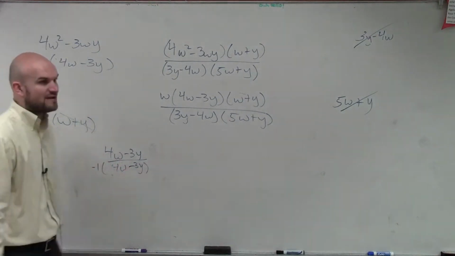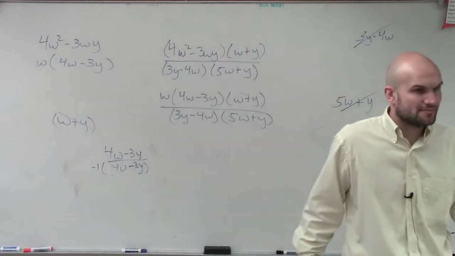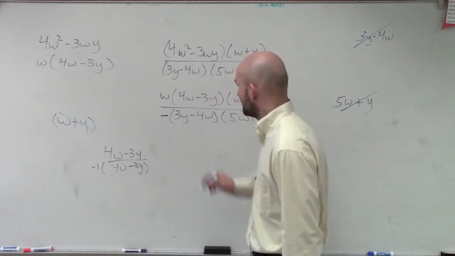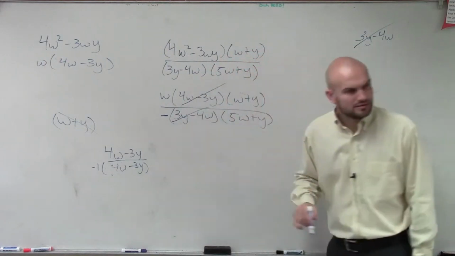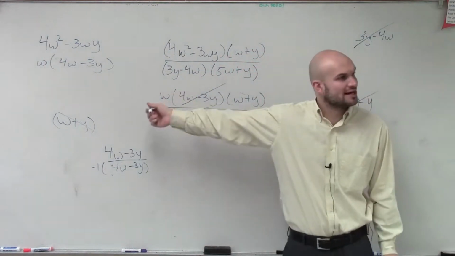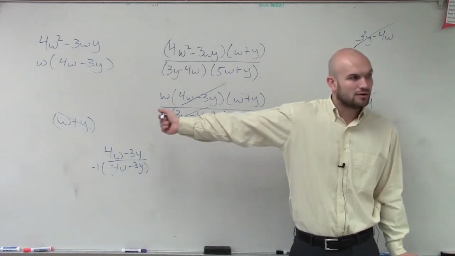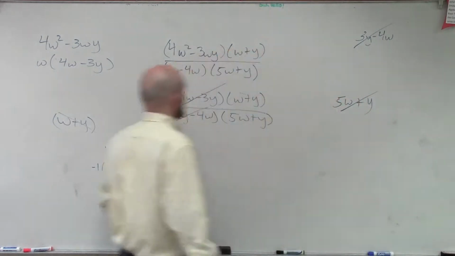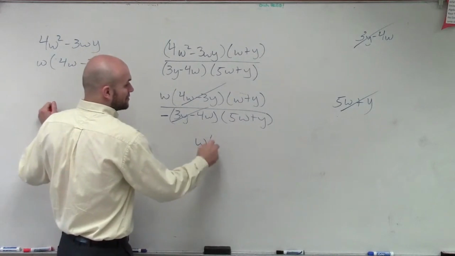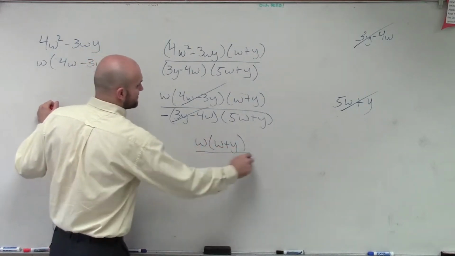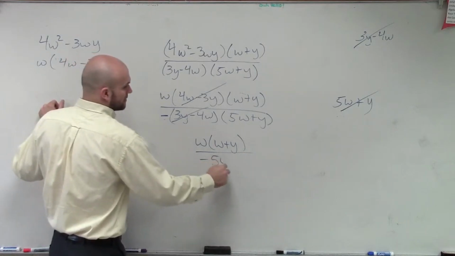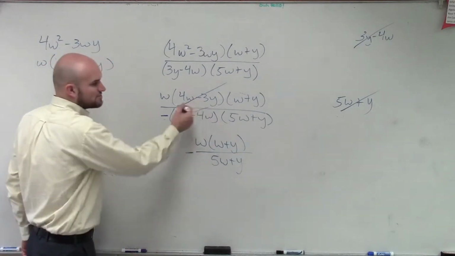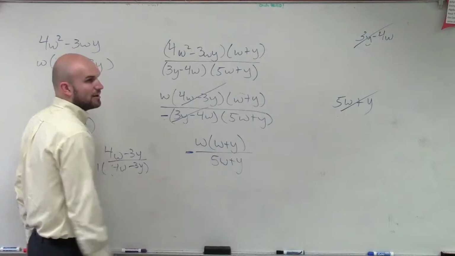So now, ladies and gentlemen, when you factor out a negative 1, are they now the same? Yes. You can't just change the problem. Yeah, you can. I'm not changing it. All I'm doing is factoring out a negative 1, so I'm not changing the problem at all. You want me to prove it to you? So therefore, w times w plus y divided by, it's now negative 5w plus y. So now these two terms are able to divide out, but the problem has turned from a positive to a negative.